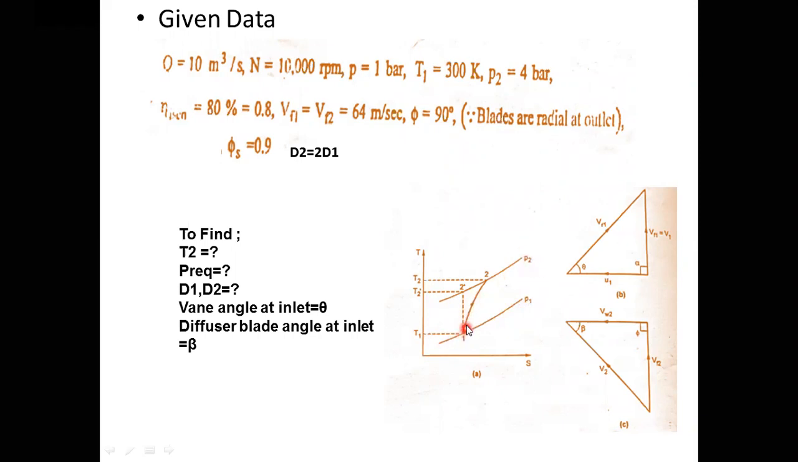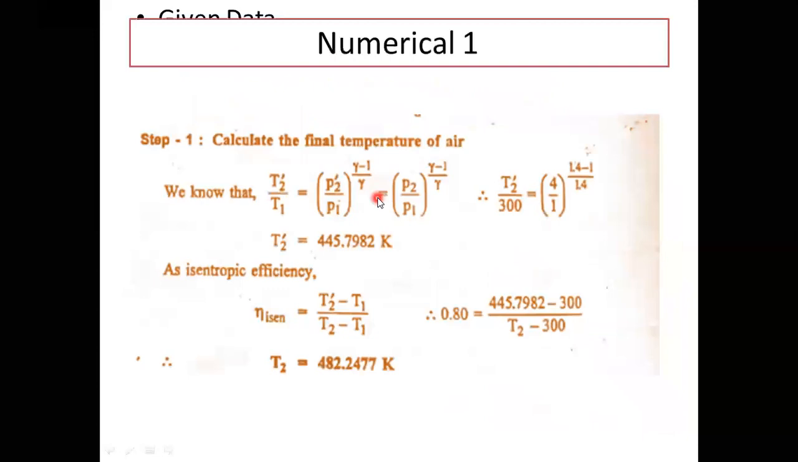And you have to draw the actual compression process 1 to 2 line, and you have to again draw the isentropic process, that is without losses, 1 to 2 dash. Okay, because isentropic efficiency is given, and you have to find out the T2 temperature. And T2 temperature can be found out by using this one relation. Okay, so we will start one by one. Okay, so first of all, you have to calculate the final temperature of the air.